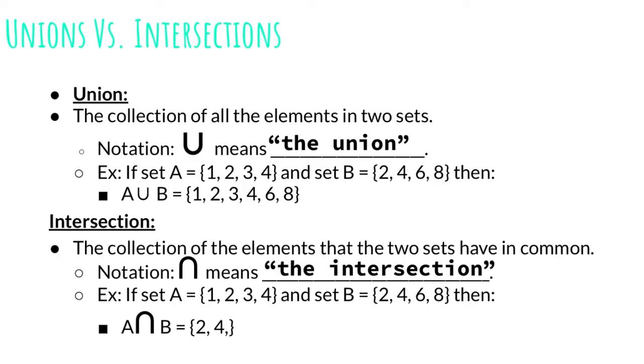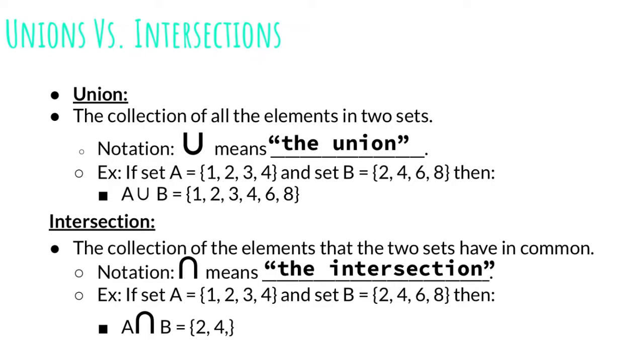Now let's talk about how these sets interact. There are two main types of interactions that we're going to be talking about for our purposes. Are there other interactions? Yes, but we're going to deal with just these two: unions and intersections. A union is the collection of all of the elements in two sets. So the notation looks like a giant U for union. So for example, if set A is 1, 2, 3, 4, and set B is 2, 4, 6, 8, then the union of A and B is going to be 1, 2, 3, 4, 6, 8. So we just take all of the numbers that we had in each set and add them together.